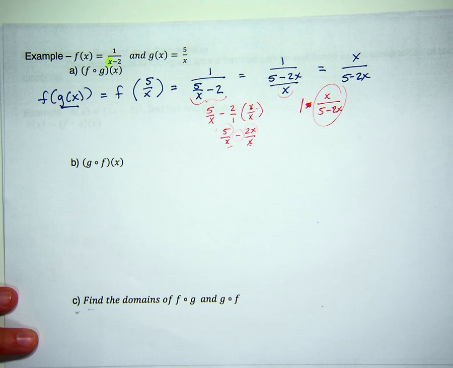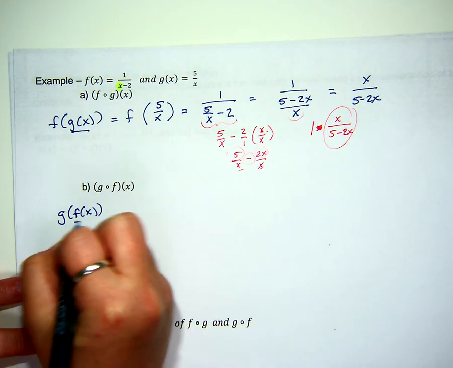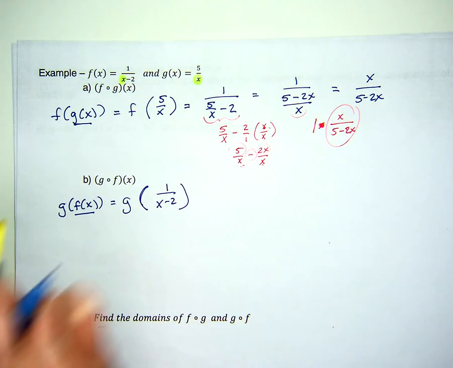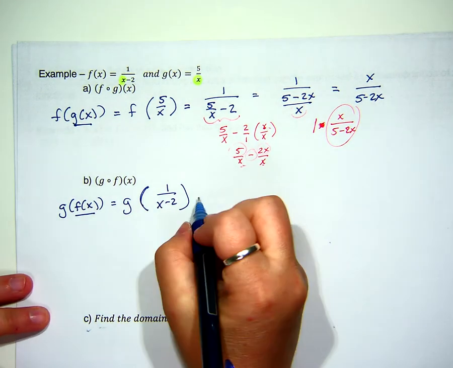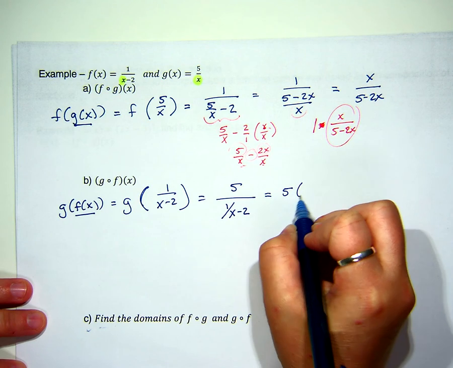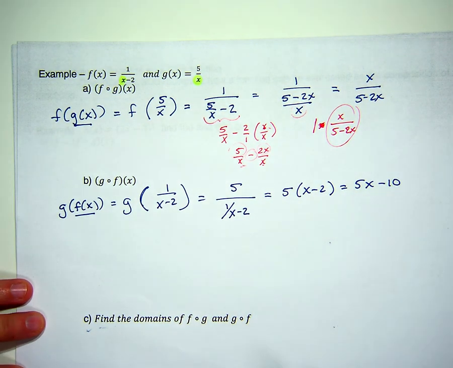Let's work with the next one. We want to look at g of f of x. That's g of f of x. So g of 1 over x minus 2. So wherever I have an x in my g function, I'm going to replace it with this. So I have 5 over 1 over x minus 2. Again, fraction division becomes fraction multiplication, which will give you 5x minus 10.